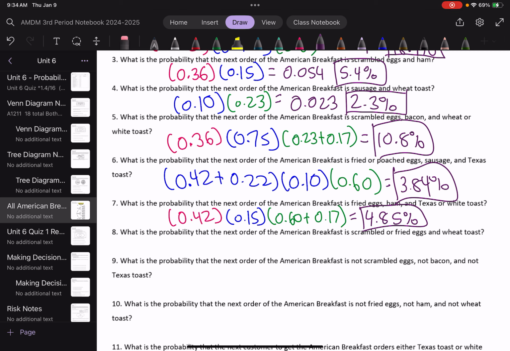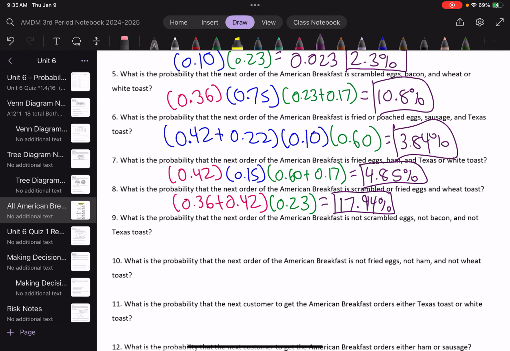Now, the next one says, what is the probability that the next order of the American breakfast is scrambled or fried egg and wheat toast? In this case, we don't care what meat option we get. We just want scrambled or fried egg, so that's going to be 0.36 plus 0.42. And we want wheat toast, which was 0.23. If I multiply those together, I'm going to get something along the lines of 17.94% of the time. So you have a 17.94% probability of getting a breakfast that is scrambled or fried eggs and wheat toast.